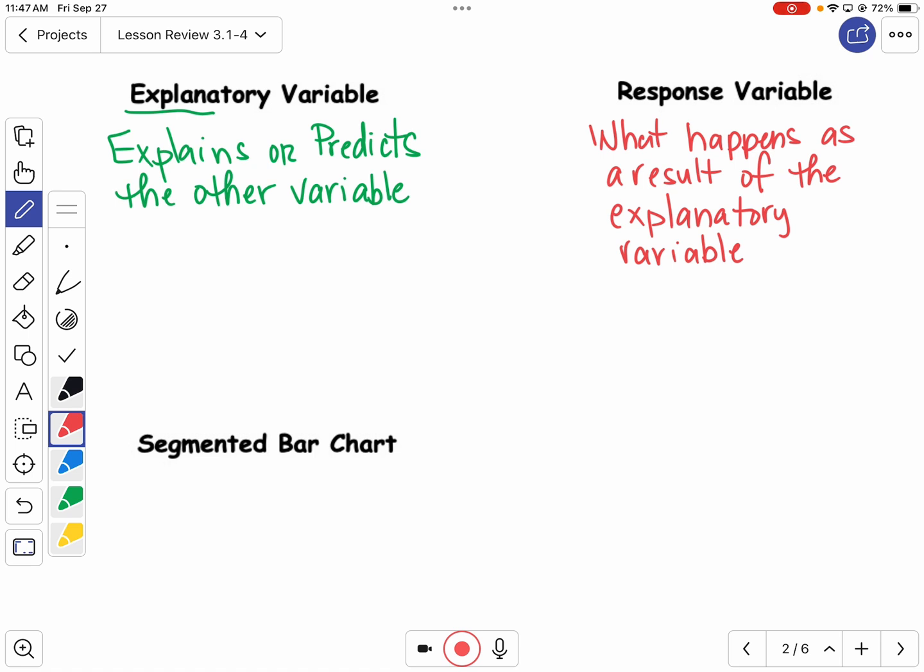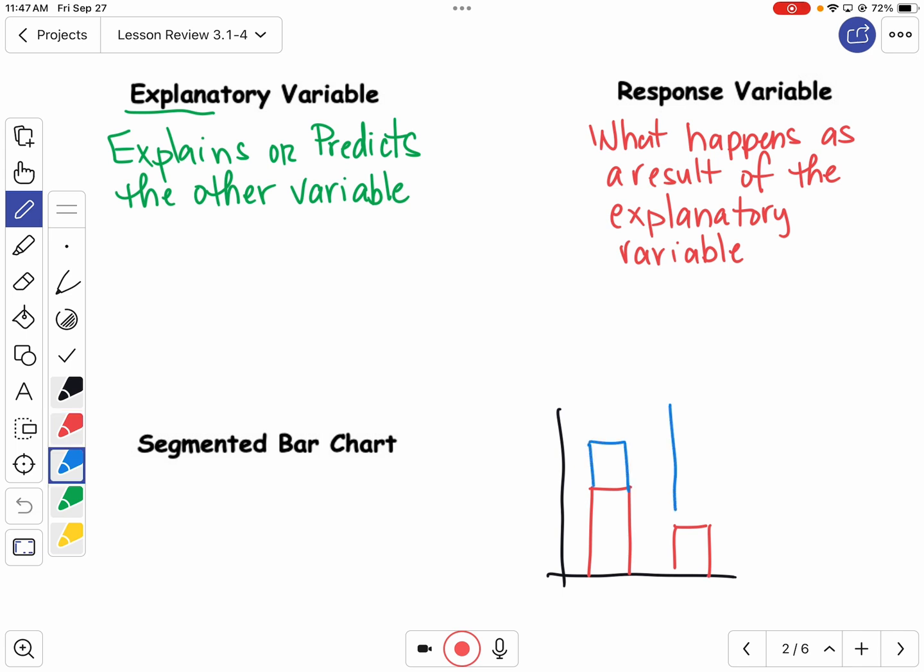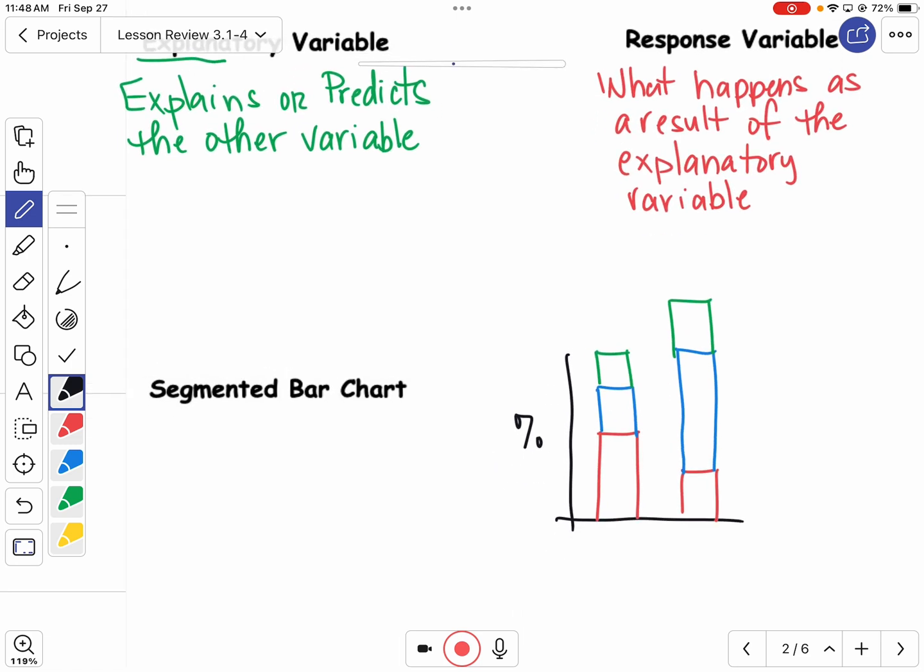And then we threw in a different kind of bar chart. We called it a segmented bar chart. Remember, with a segmented bar chart, it shows me percentages and it stacks the data on top of itself. So it may have a red piece of data, it might have a blue piece of data, might have a green piece of data, something like that. But it's got percents over here on that left-hand side.